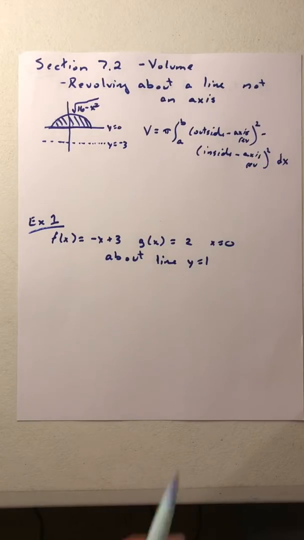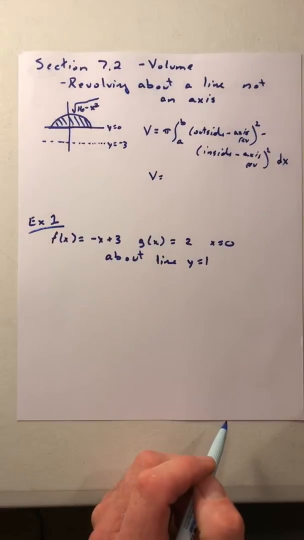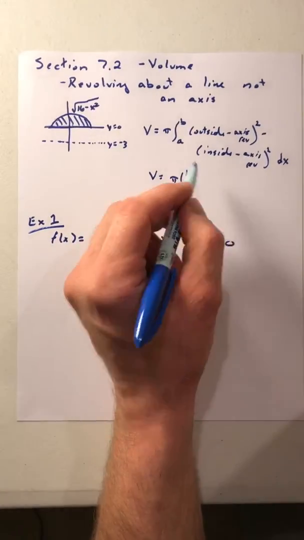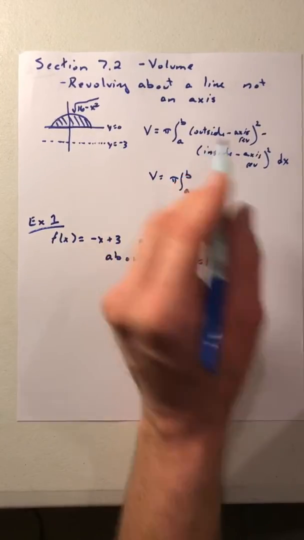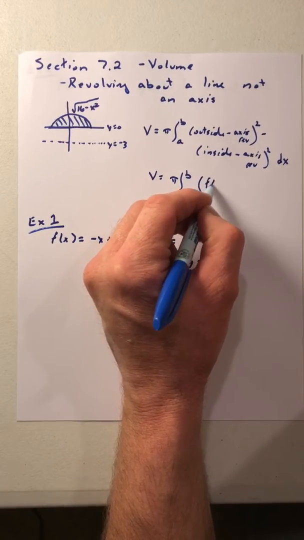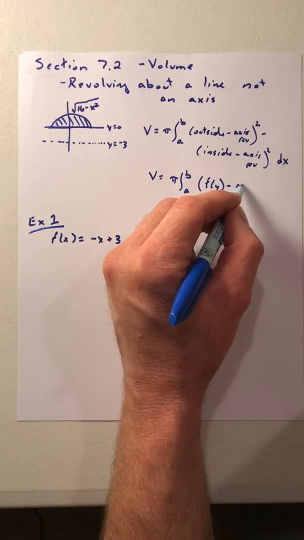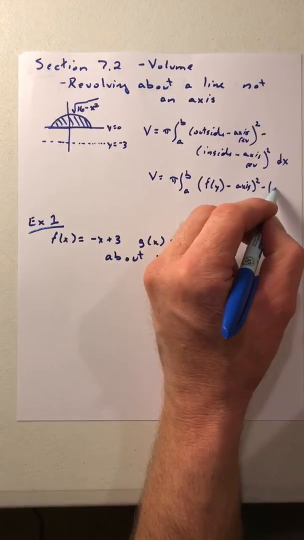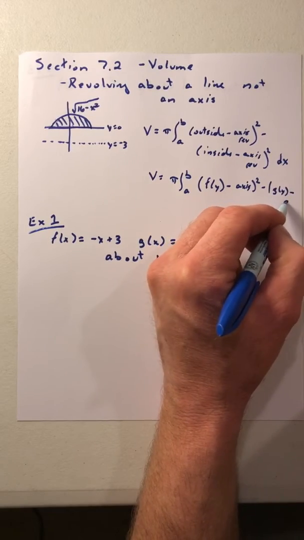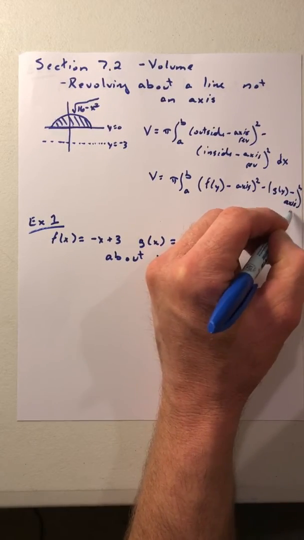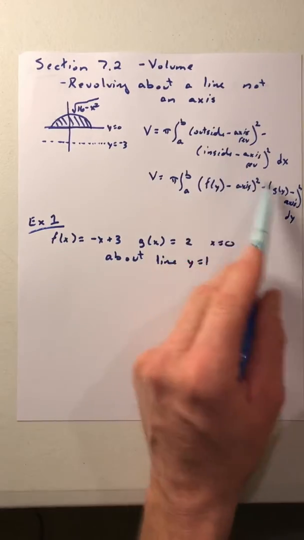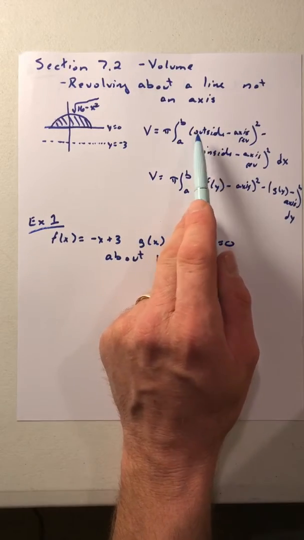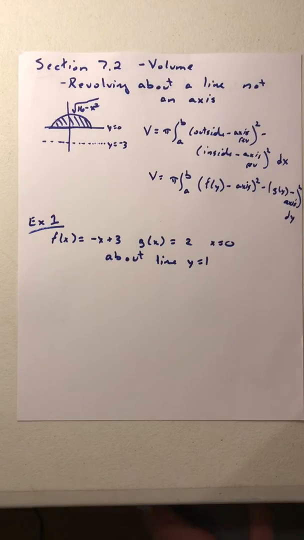Likewise, I can go around a vertical line, in which case we'd have pi times the integration from a to b of, again, the outside minus the inside. But here we'd have maybe an f of y minus the axis squared, minus the inside, maybe a g of y minus the axis squared, dy. So we have to make sure that we are in the variable of y if we go around a vertical line. If we go around a horizontal line, it's in terms of x.